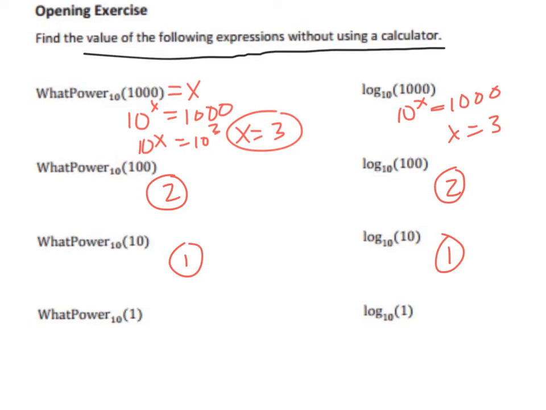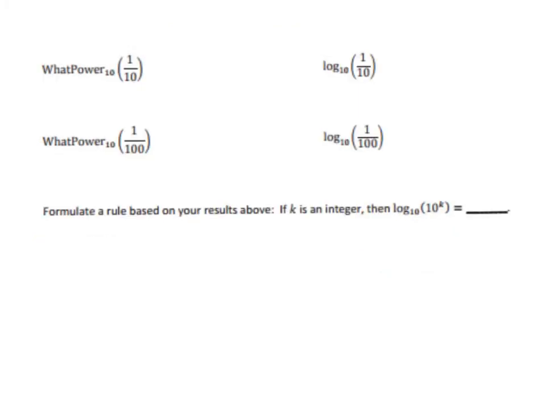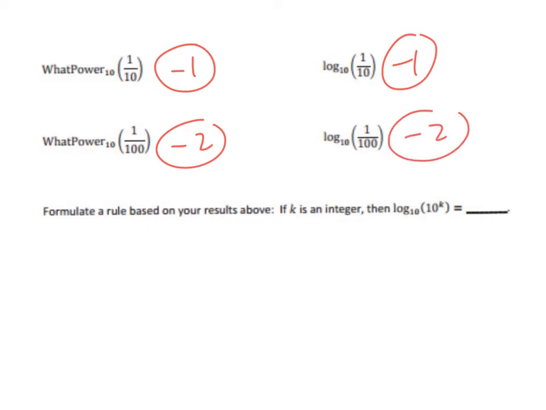Log base 10 of 1, of course, is 0, because you do 10 to the x equals 1, and so that has to be replaced with 10 to the 0, and so x is 0. Same thing, log base 10 of 1 will turn out to be 0. 1/10 will be the reciprocal, so the log will turn out to be -1. And this one will be -2.